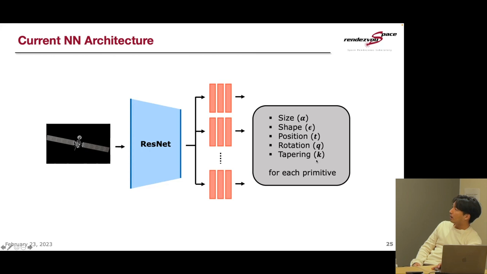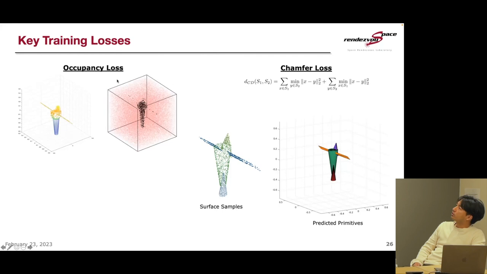So the key training losses are twofold. One is the occupancy loss. Basically, you need to pre-process the model such that within the unit cube, I sample like 100,000 points and label each of them as inside or outside the model. And for the superquadrics, you want to do the same thing: is this point that is inside the ground truth mesh also inside the predicted superquadric or not? So that essentially becomes a binary classification problem.